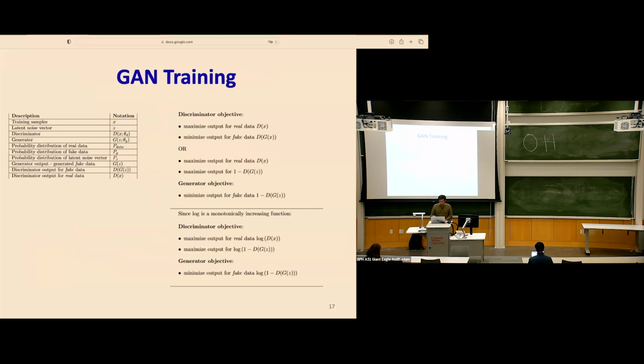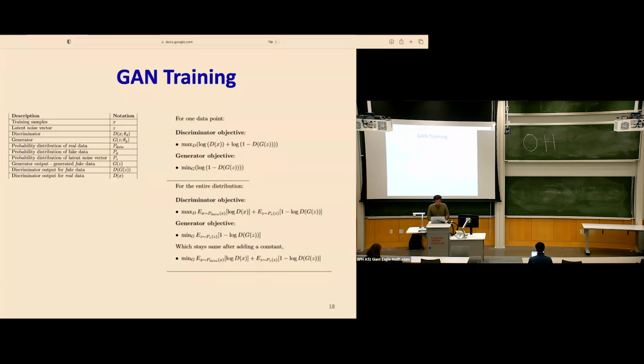The objective of the generator is the exact opposite. It wants to maximize the output for fake data. It wants the discriminator to output 1 for the fake data, and that is just then minimizing the 1 minus d of g of z term. So we can take a log over these objectives. It makes the math easier.